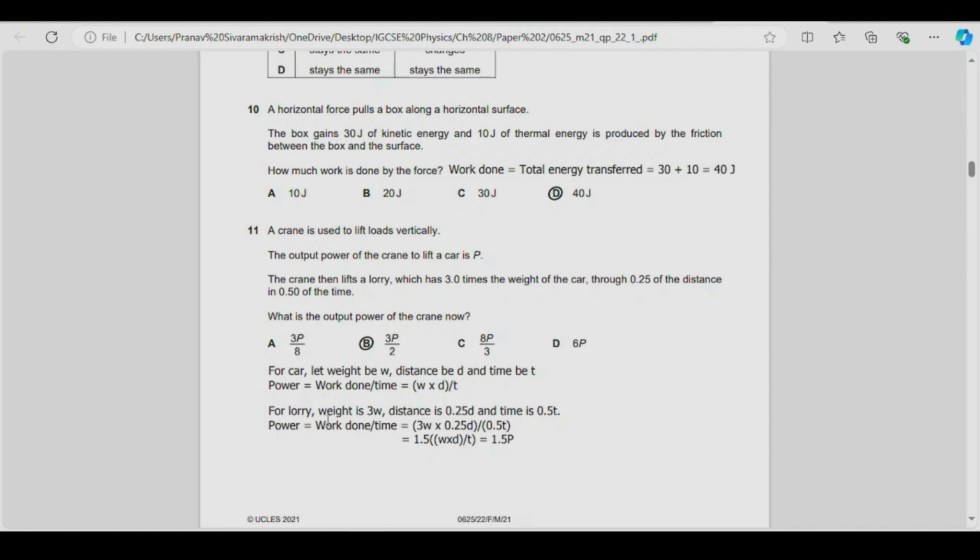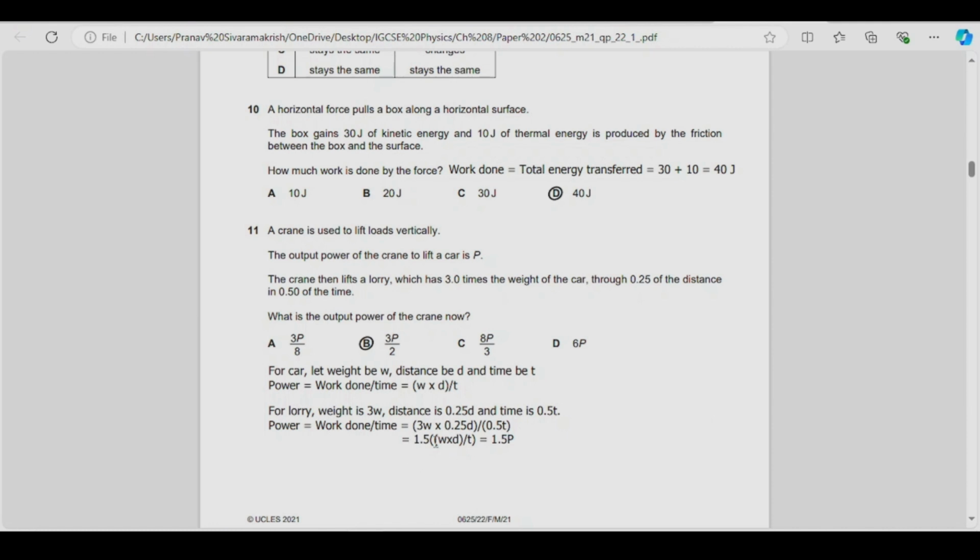So if I wrote that out, now if I wanted to calculate the power that the crane is exerting on the lorry in this instance, it's again going to be work done divided by time. We know that the work done is mgh. Mg is essentially w, h is the distance d. So w is now 3 times w, and d is 0.25 times d. That is going to be the numerator, divided by 0.5t, because we know that t was the amount of time it would take to lift the car. So essentially, that gives us this equation here.